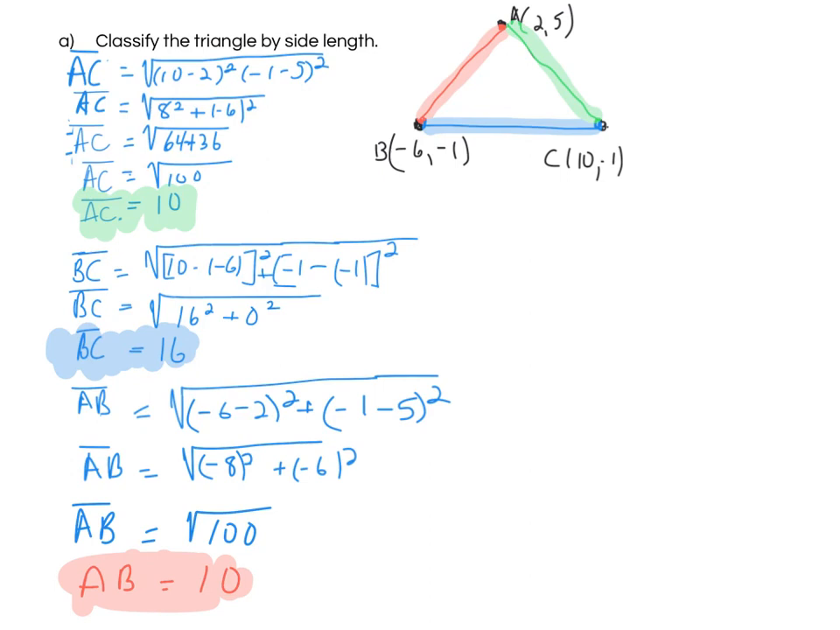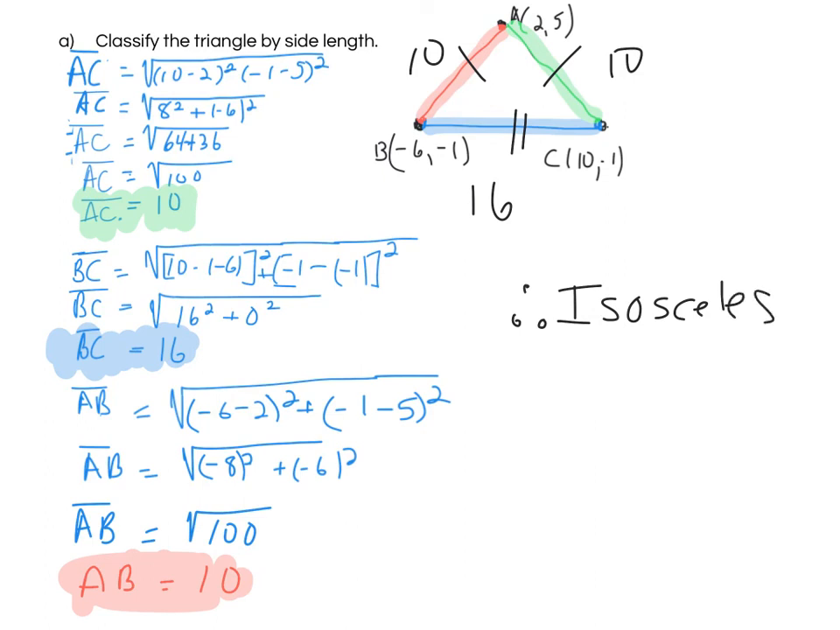All right, so I've evaluated the length of all three of the sides, and you can see them color-coded here. AC has a value of 10. I'm just going to write this in my diagram, 10. The value of BC is 16, and the value of AB is 10. Given all of that, what type of triangle is this? Well, it's a triangle with two sides that are equal and the other side that is different. That means this is an isosceles triangle.